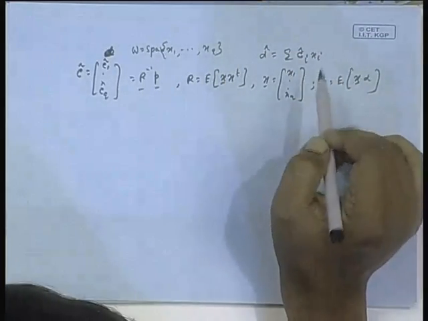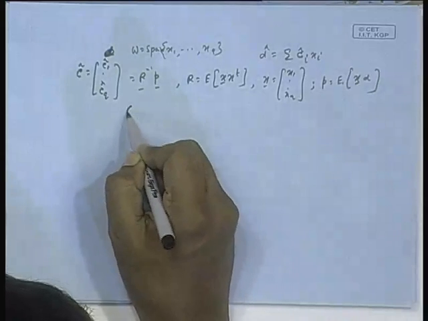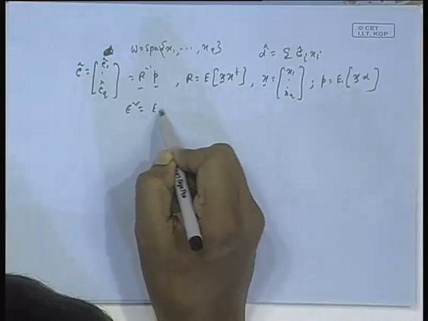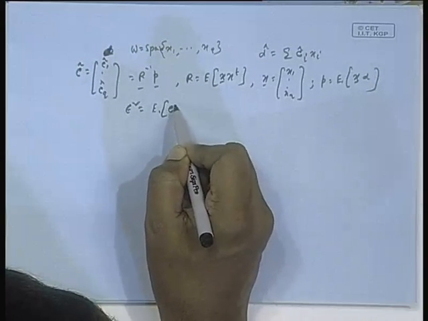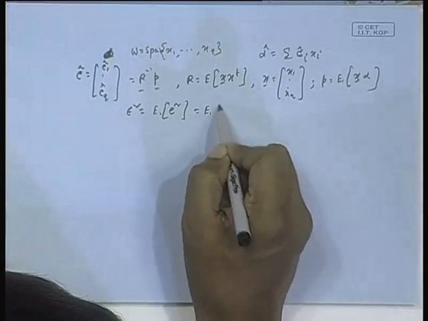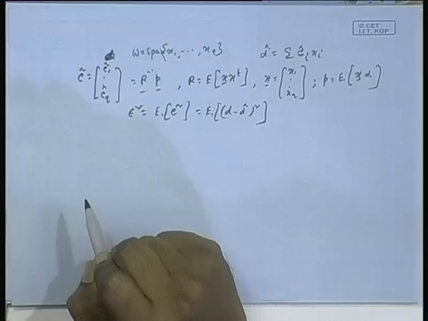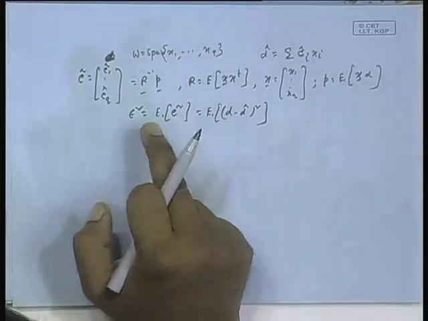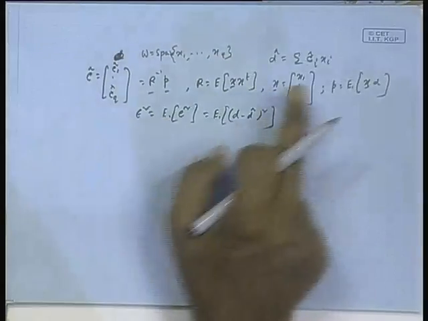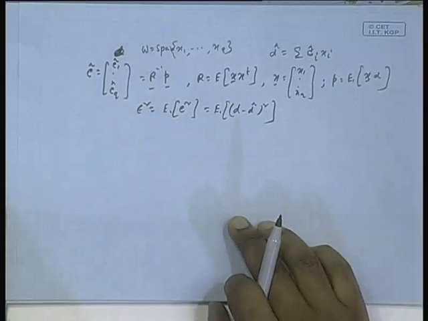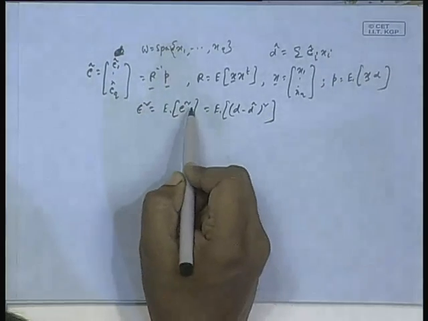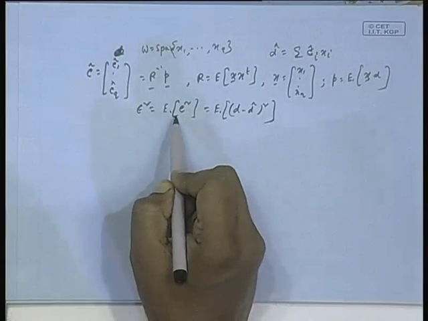That this error, if you call its square epsilon square as E of the square of d minus d cap, the c i caps were minimizing this, and that is how they become optimal. Then the other approach was to find an approximate numerical value of this.